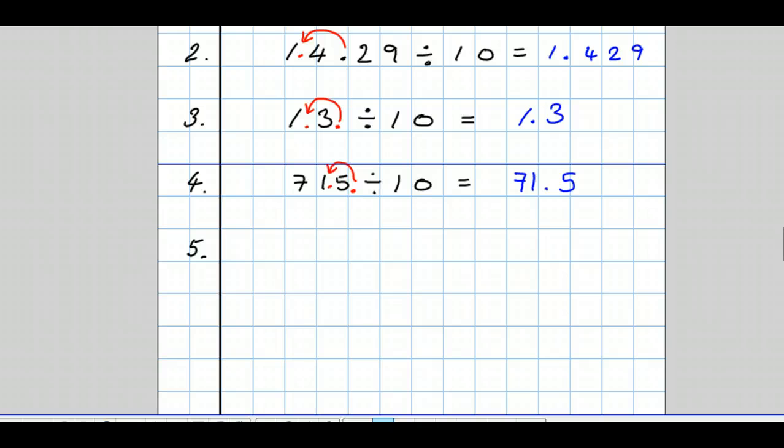Question 5. 8 divided by 10. Well, locate the hidden decimal point. It's the rightmost, so it's to the right of the last whole number. Move it one place. So that's where it's going to be. But you don't write down .8. You can't begin a number with a decimal point. So we have to write a 0 in front, so it's 0.8.